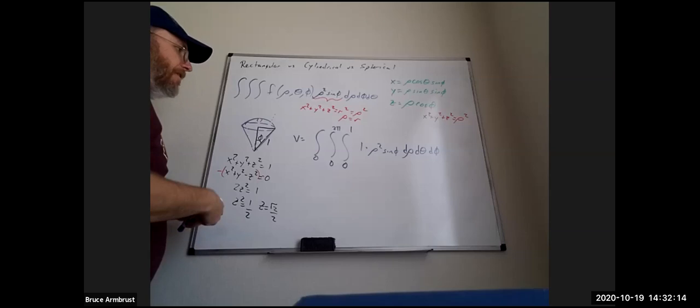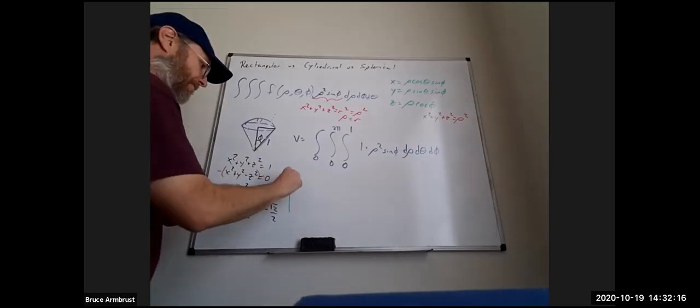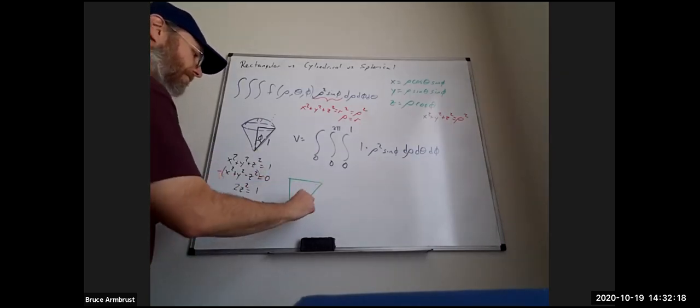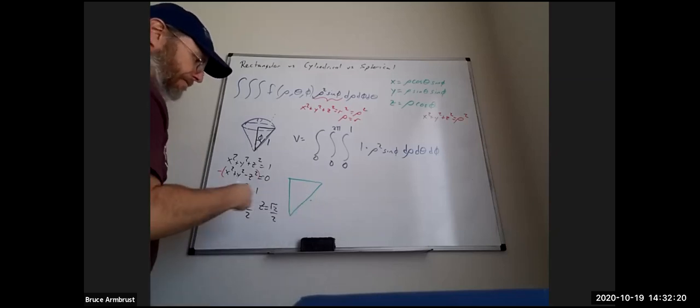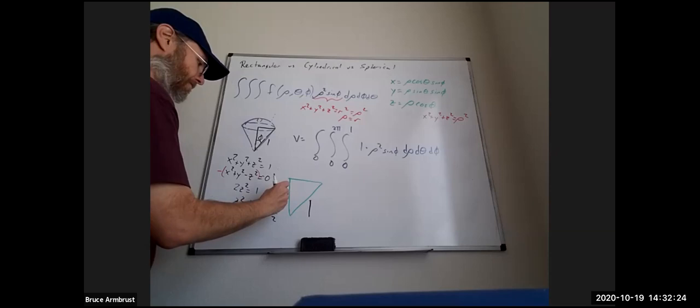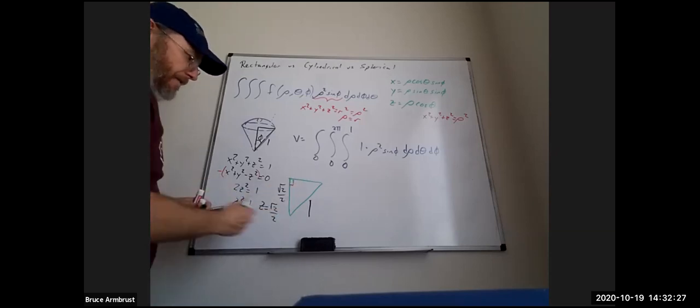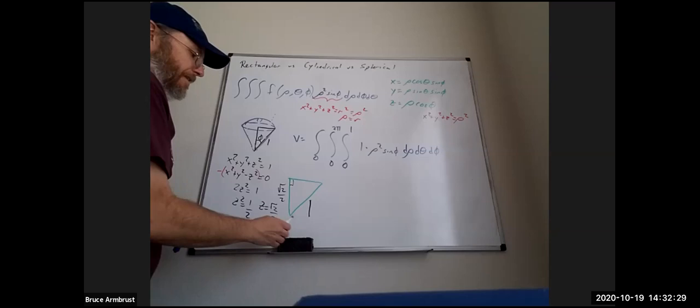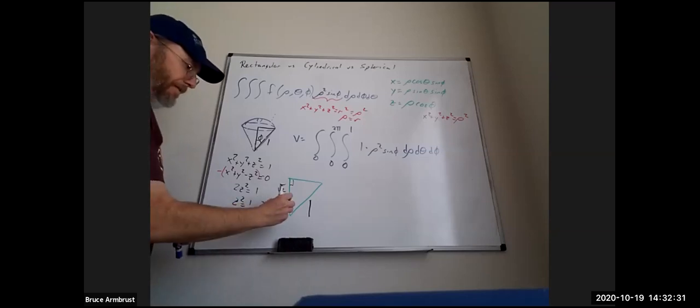All right, so in this triangle, this is 1. This is root 2. Is that enough for you to tell me what this angle is? Pi over 4. Yeah, it's pi over 4.